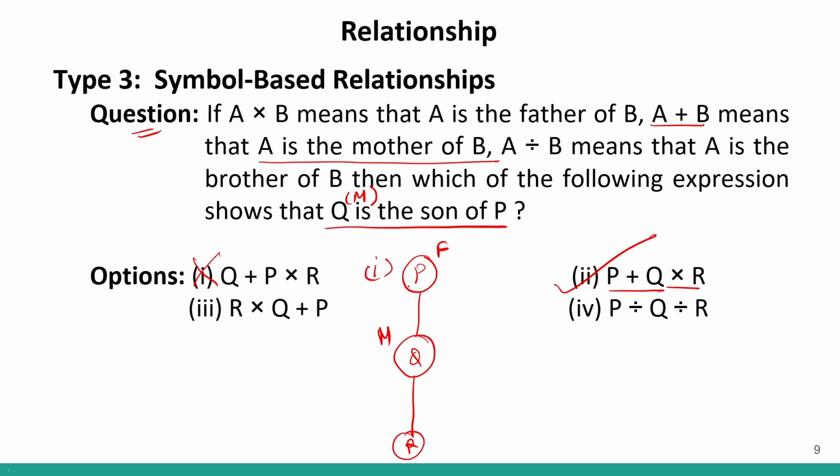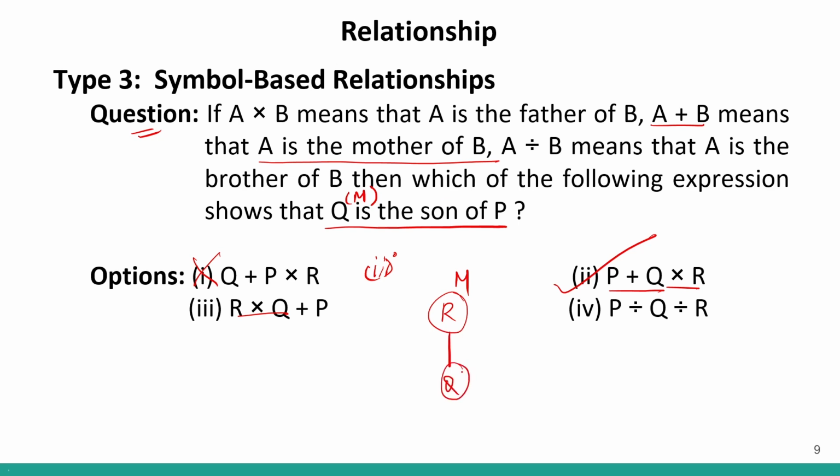If you want, we can find out for other options also. Let us check for option number 3. Option number 3 says R into Q. So R into Q means R is the father of Q. Q plus P means Q is the mother of P. So if Q is mother, it cannot be the son. He has to be male. So this is also incorrect.